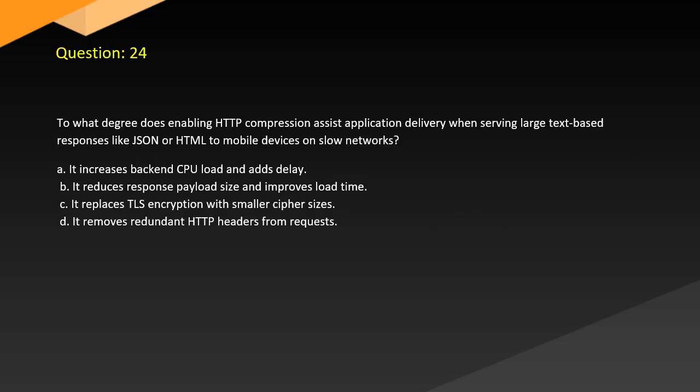Question 24. To what degree does enabling HTTP compression assist application delivery when serving large text-based responses like JSON or HTML to mobile devices on slow networks? A. It increases backend CPU load and adds delay. B. It reduces response payload size and improves load time. C. It replaces TLS encryption with smaller cipher sizes. D. It removes redundant HTTP headers from requests.